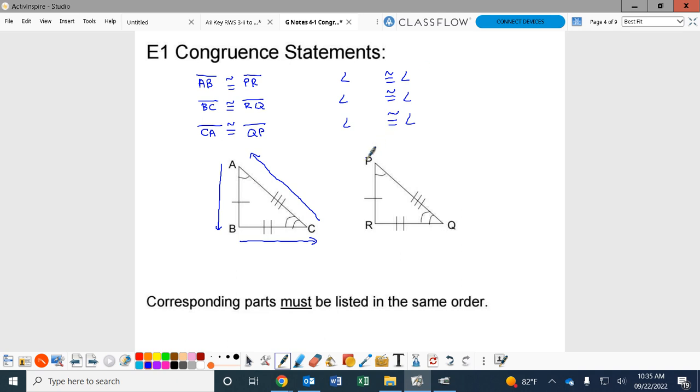Okay, based on the markings, guys, look in here. Look at this picture. See, it's got 1 mark here on the A. So what does A match up with in the other picture with 1 mark? P. Perfect. See, the C right down here is going to have 2 marks on it. So the C is going to match up with what? Q.